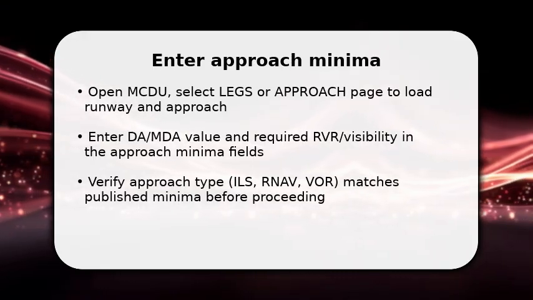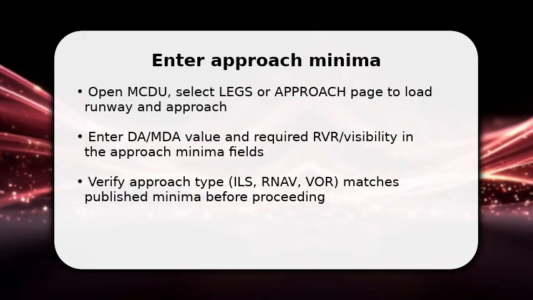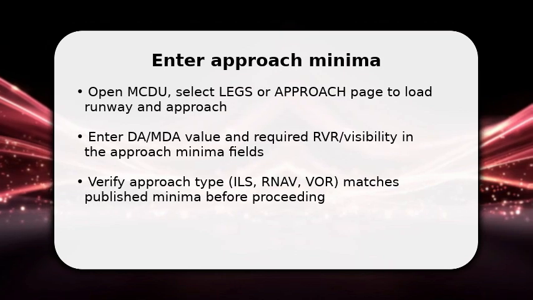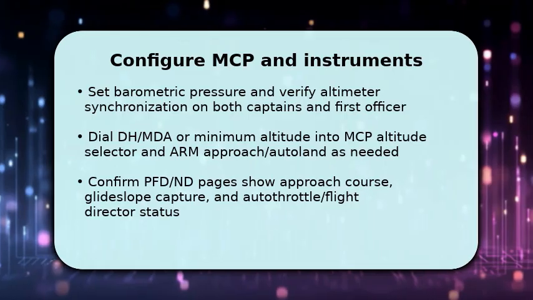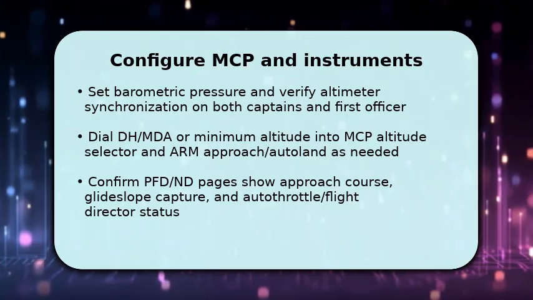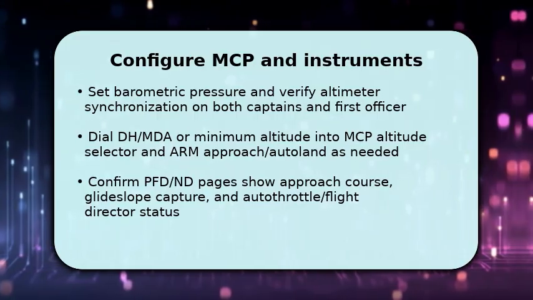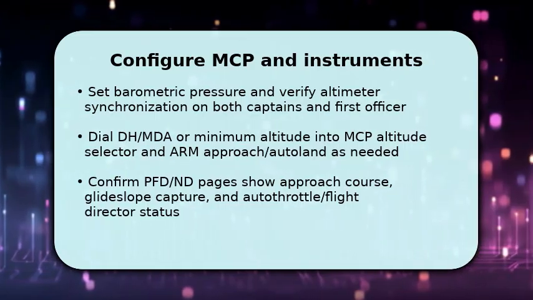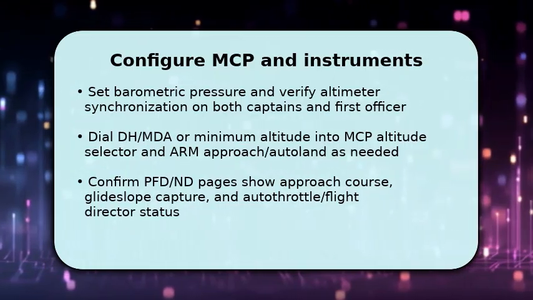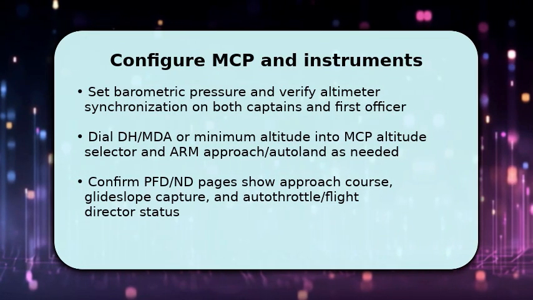Once entered, confirm the values are displayed and move immediately to set physical controls on the panel so they match the PMDG entries. Next, set the physical panel to reflect your chosen minima. Adjust the baro to the airport QNH and cross-check both altimeters. Dial the decision height or minimum descent altitude into the MCP altitude selector and arm the approach mode so the autopilot will capture the glide slope or LNAV/VNAV path.